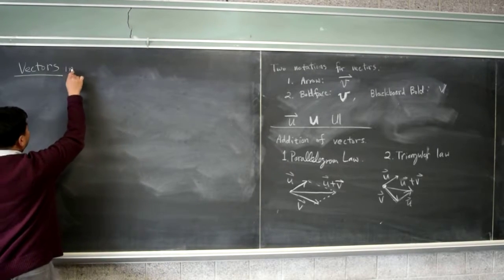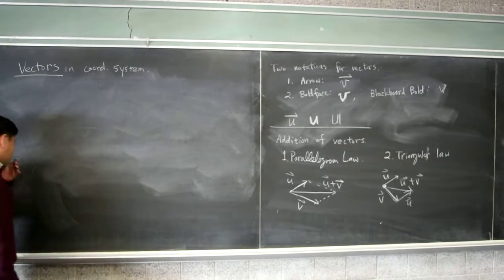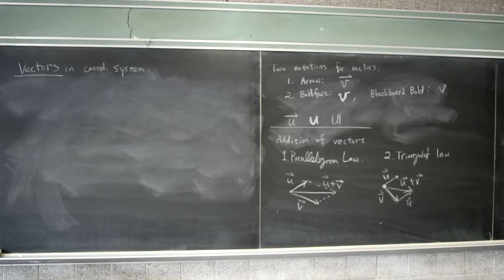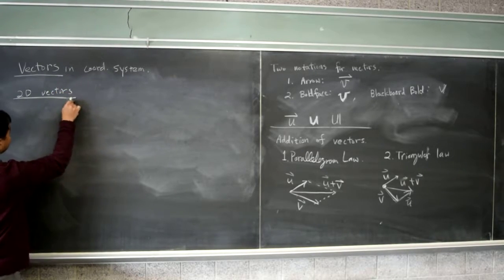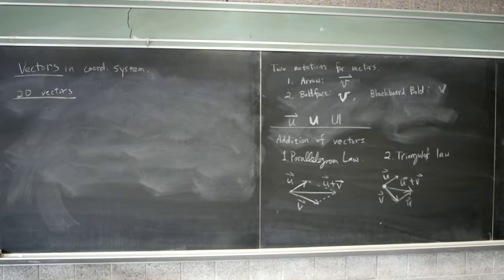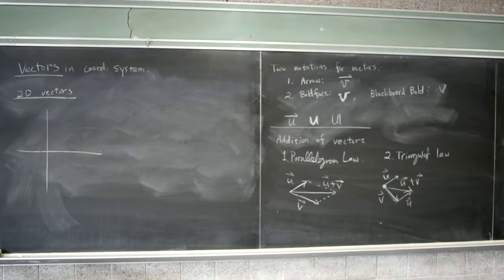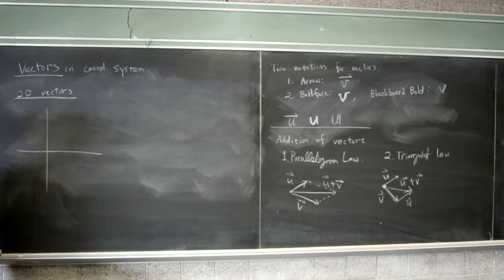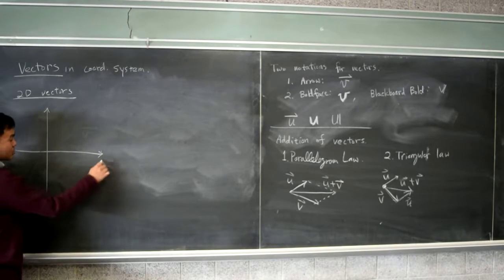So, vectors in coordinate system. Let's first think about two-dimensional vectors. Sometimes you can describe a physical phenomenon limited to just two dimensions. You don't require this extra dimension. And in such a case, you can put the vector on the two-dimensional Cartesian plane, the rectangular coordinate system, where this is x, that's y.